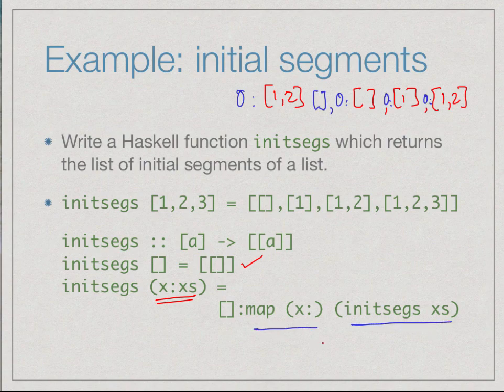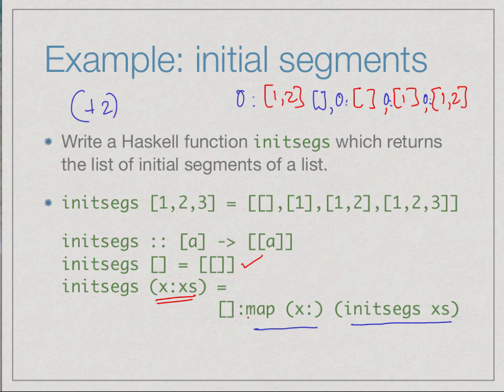So you map x colon. This is a function like our plus 2. This is a function where we have this operator colon and we have one value fixed. So this will associate with every list an initial x. This takes all the segments I've already constructed for the tail and sticks the x in front of it.